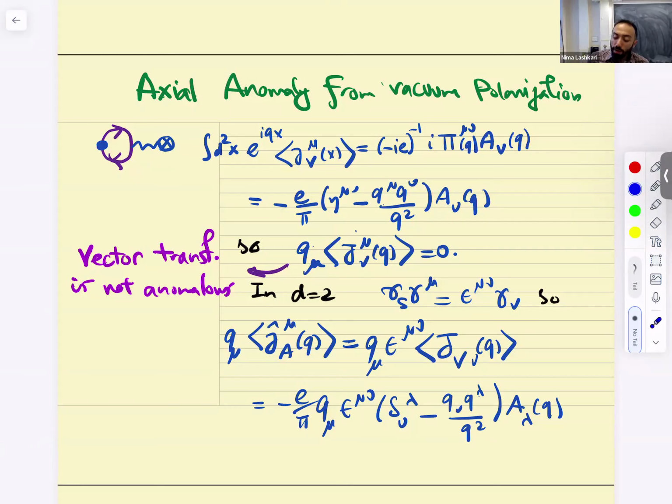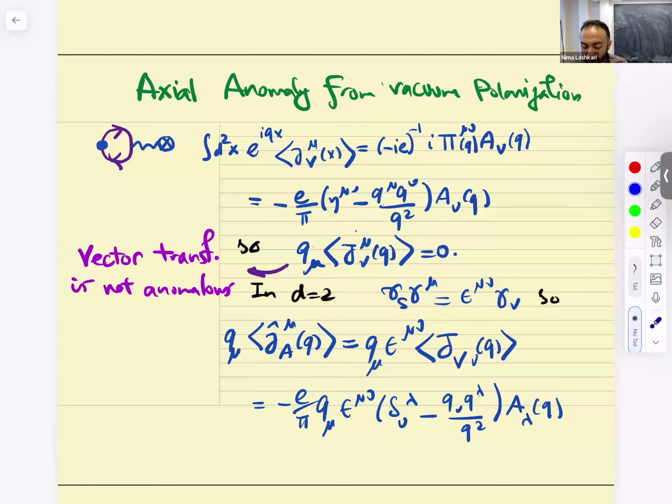The way we calculated the axial anomaly from vacuum polarization, by looking at this diagram, was noticing that we could just take this 1-point function, replace it with A nu, and this is just the vacuum polarization expression we just calculated. We plug it in, and this is the answer. If this is quick, there's a more detailed discussion of this in Peskin and Schroeder.